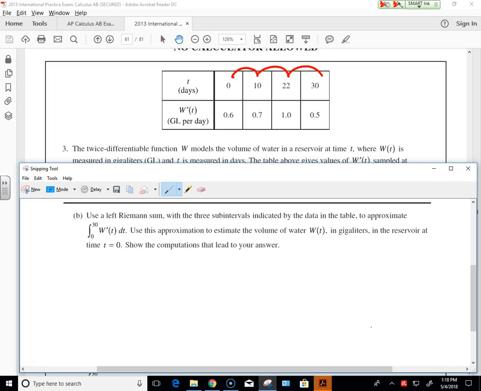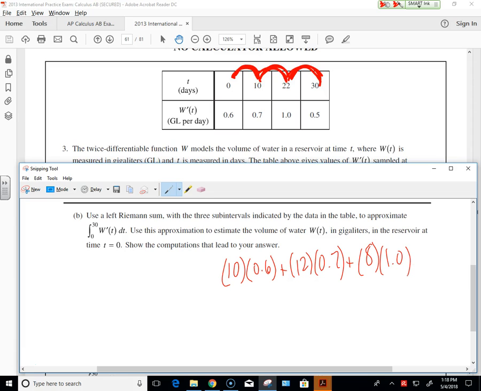How do I do Riemann sums? Bases times heights. How do I get bases? Change in x's, or t's in this problem. How do I do heights? The y's, the heights. Now it says left, so for this first jump, what's my jump? 10. So I can do 10 base times, which height am I using? Left. Next jump, 12. But I'm using the height on the left. Next jump, 8. But I'm using the height on the left.